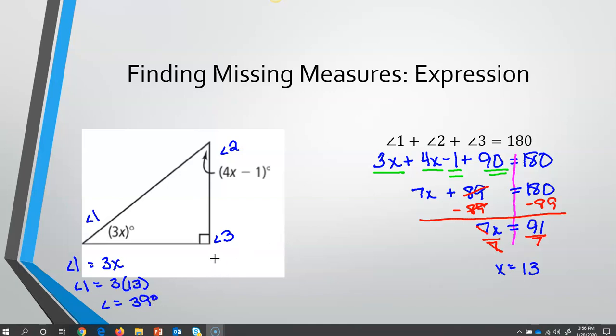Now for angle 2, I have the expression 4x minus 1. And again, I'm simply going to put that 13 in for x. So 4 times 13 minus 1. So 4 times 13 is going to give me 52 minus 1. So that means that angle 2 is equal to 51 degrees.